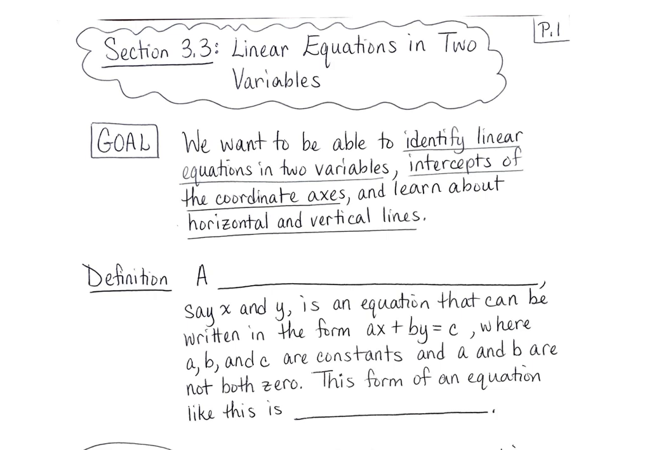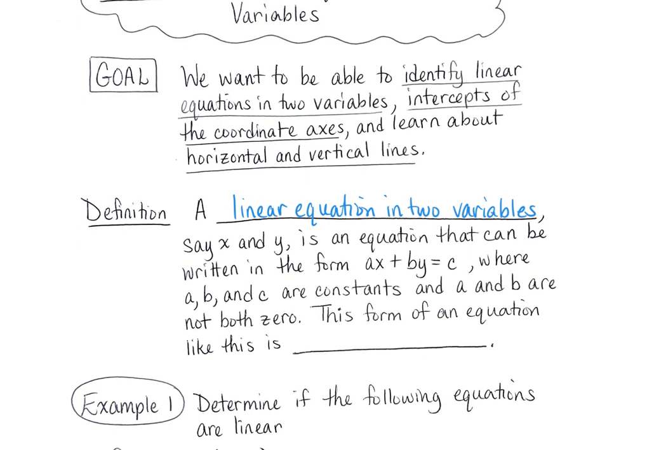Okay? So let's start out with the definition. A linear equation in two variables, say x and y, is an equation that can be written in the form ax plus by equals c, where a, b, and c are constants, and a and b are not both zero. A form like this is called standard form.